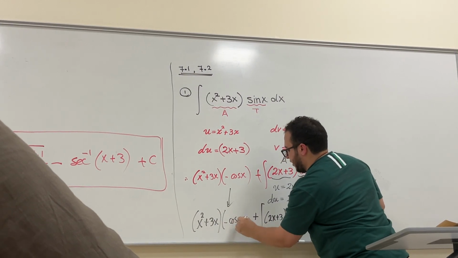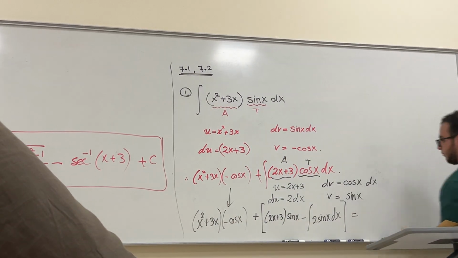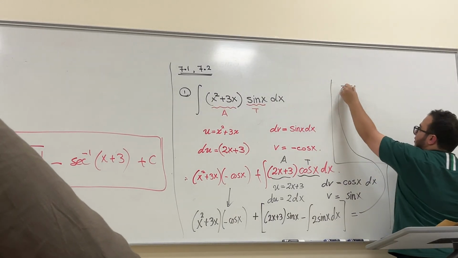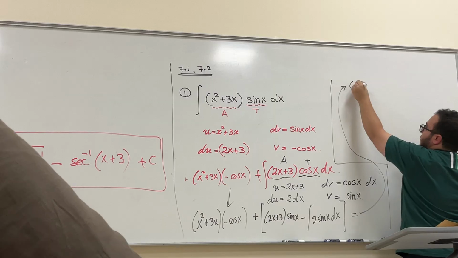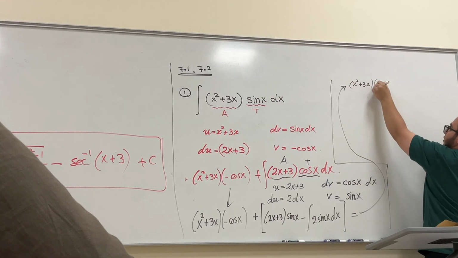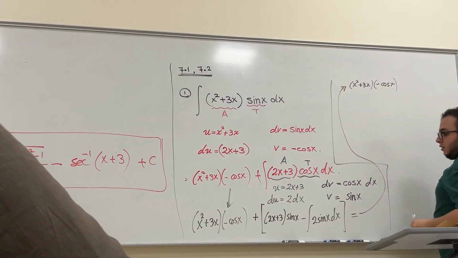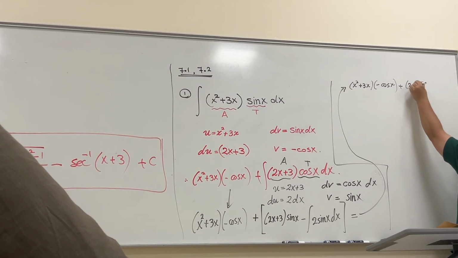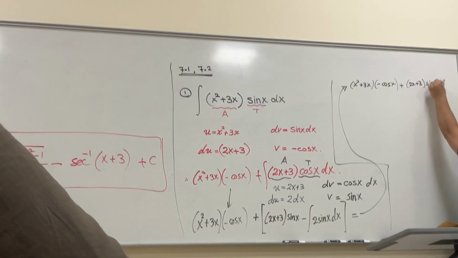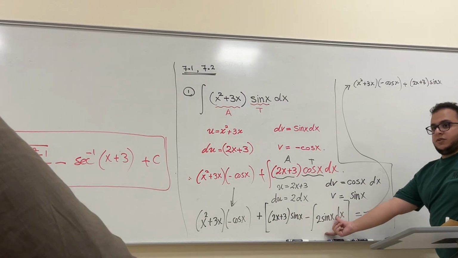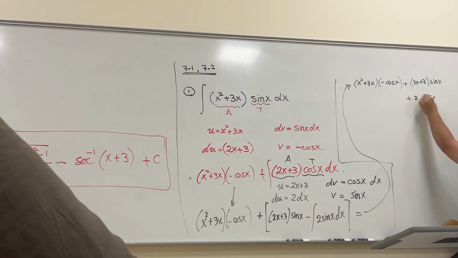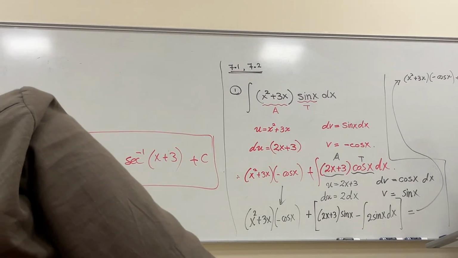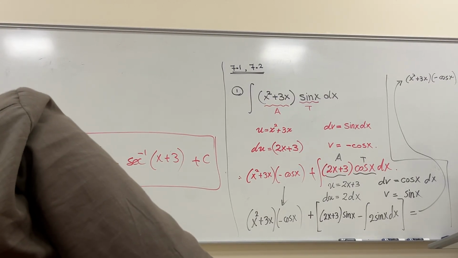So if I want to write the final answer, what would it be? Let me write it here. It would be the same guy, copy paste here. And the same guy here, there is no integration involved. 2x plus 3 sine x. Integration of sine is negative cosine. Yeah? Shouldn't take a lot of time. Good? Okay, let's do one more.